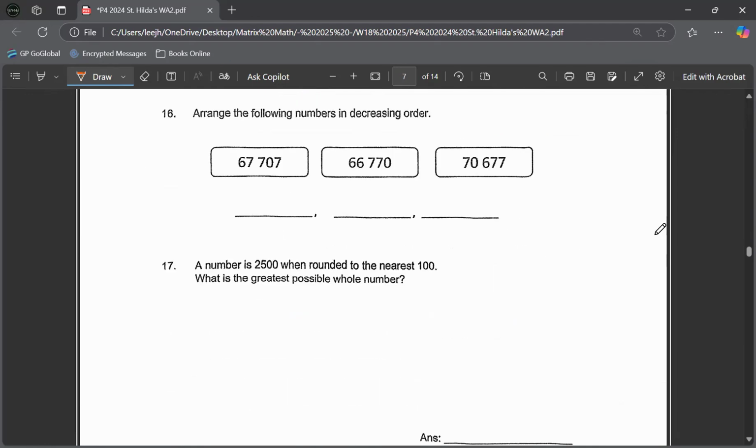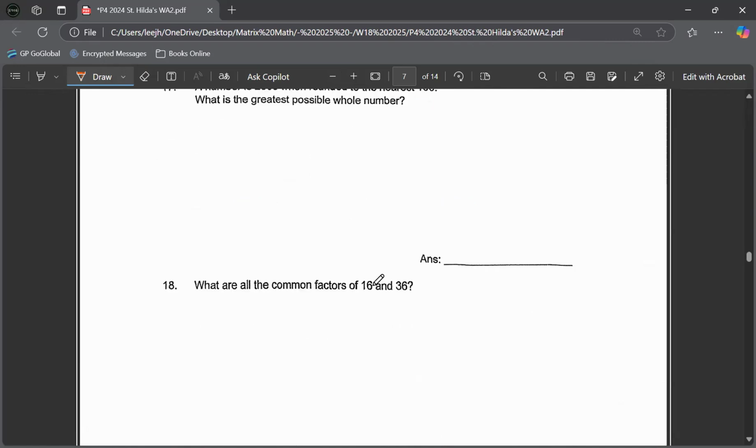Okay, question 16. Arrange the following numbers in decreasing order. So going from big to small. Observe carefully which one is the greater. It is actually 70677, followed by 67707, and the last one will be 66770. So this kind of giveaway marks, do not be careless. Okay, arrange properly.